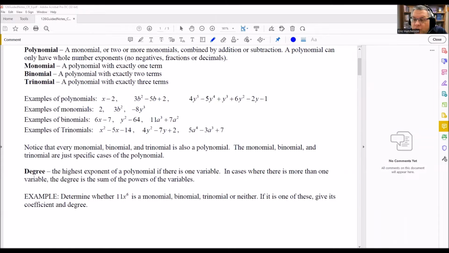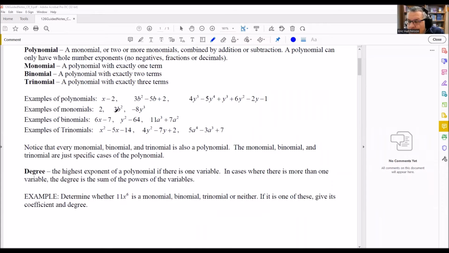Going to talk about polynomials. And so I put some examples down here for you. Basically, a polynomial is made up of one, two, or more terms, and they're separated by a plus or a minus sign. Now, polynomials have specific names depending on how many terms they have. Monomial would have only one term, a binomial is two terms, and trinomial would be three terms. And I put some examples of each of these down here.